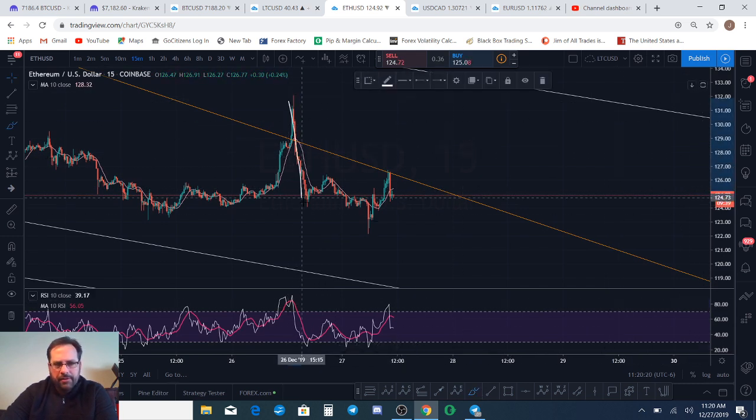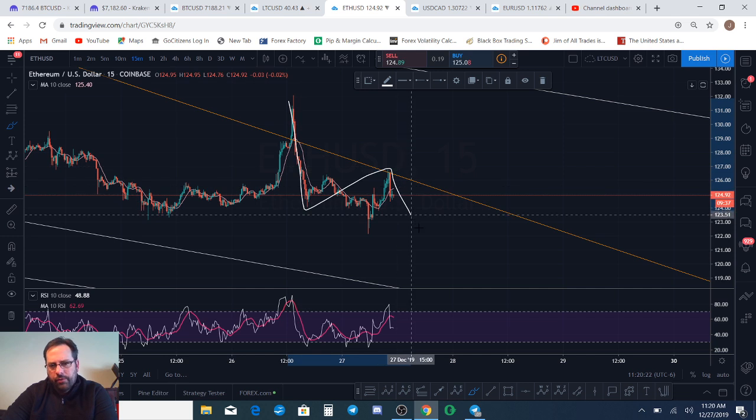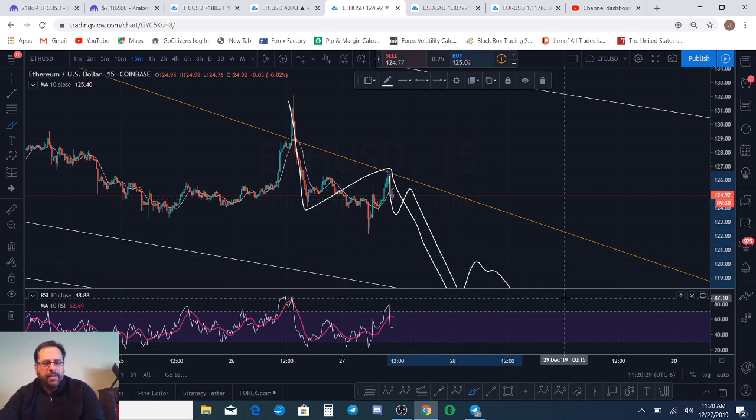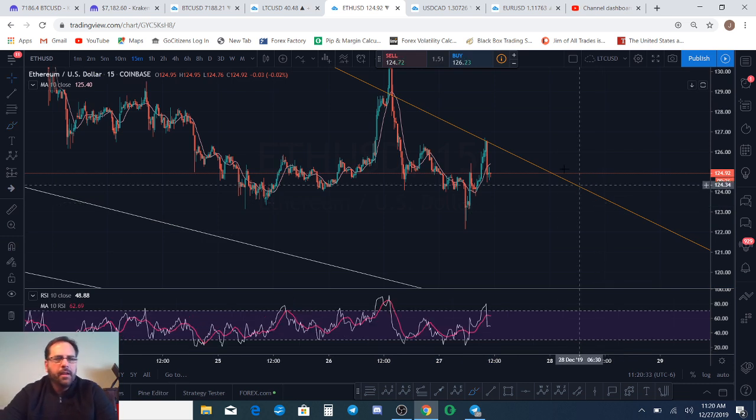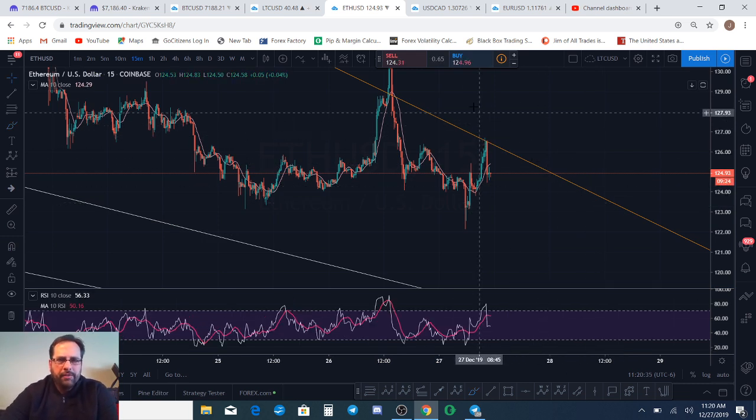But this could be a 1. That could be a 2. It could be on our way to making 3. And what that's going to look like is some kind of 1, 2, 3, 4, 5, and it continues down to the downside. So again, my bias is to the downside, guys. That is the way I am interpreting these waves as we speak.